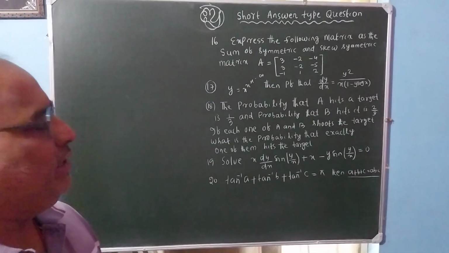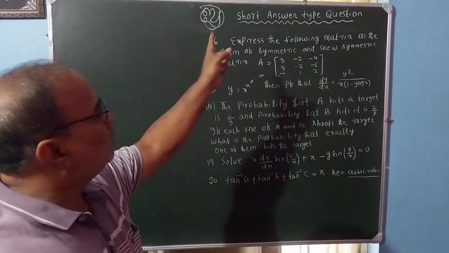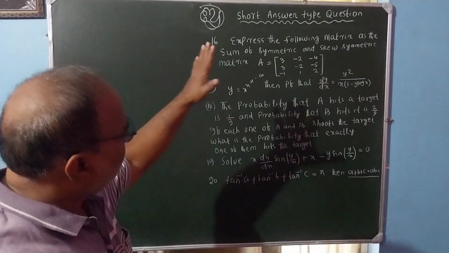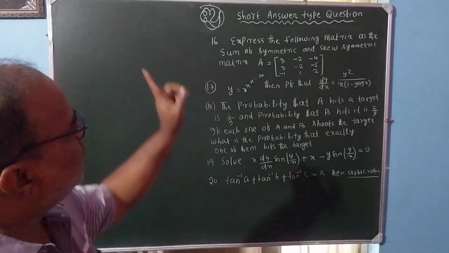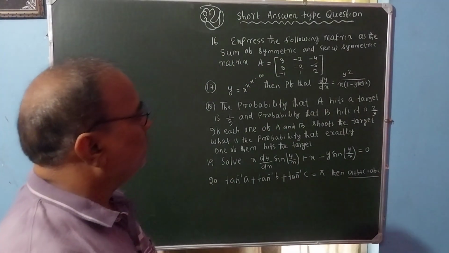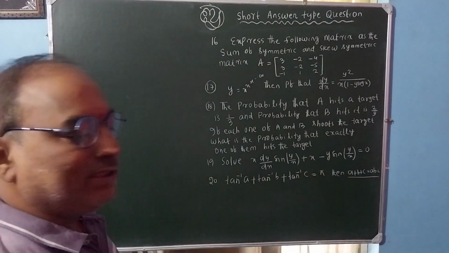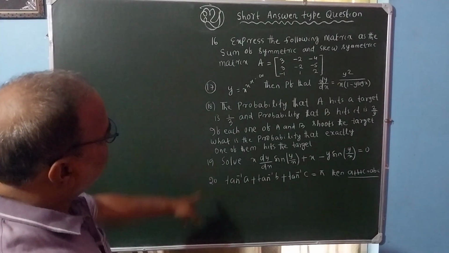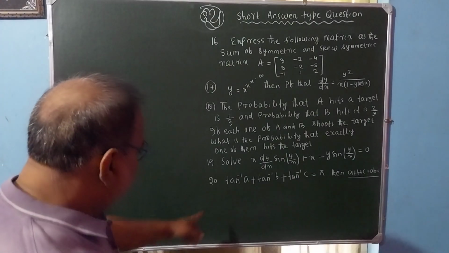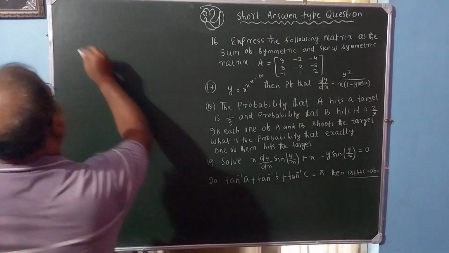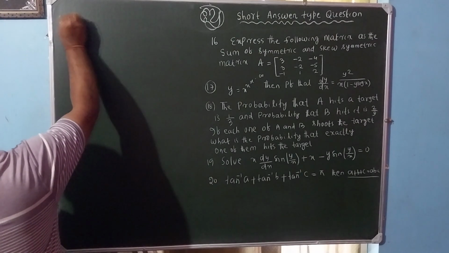Last class I have already discussed some short answer type questions from different chapters. Let us work out some short answer type questions which are very important for your coming examinations like CBSE, CHSE and ICSE. Let us work out one by one. First of all we have to work out question number 20. Write down question number 20.